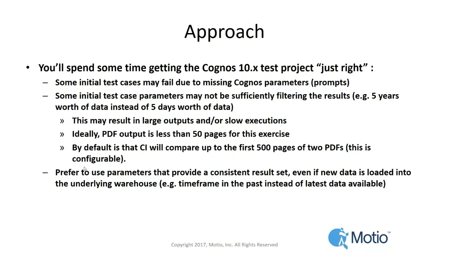The other thing you want to do is choose parameters that produce the same report output even if new data is loaded via the ETL into the data warehouse, right? So you don't want parameters that always show you the latest data available in the warehouse. Prefer parameters that will show you data from a month ago or from 2 months ago, right? That's not going to change when new data gets loaded into the warehouse.